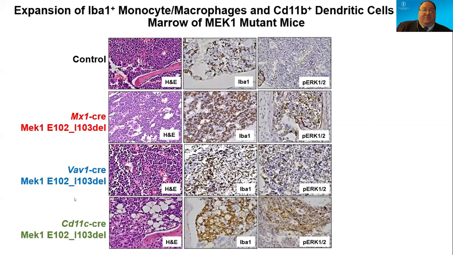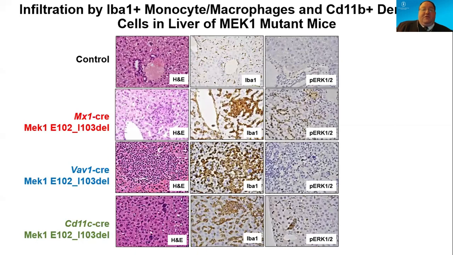Compared to the controls, when you look at the Cre positive mice, especially MX1 Cre, there's a major expansion and infiltration of EBA1 positive monocyte macrophage subsets, as well as CD11B positive dendritic cells. They're also overexpressing phospho-ERK1/2 by immunohistochemistry. We see this in VAV1 Cre as well. These both express at early stages of hematopoietic development. And we also see this in CD11C Cre, even though there's not as much of an overexpression of phospho-ERK.